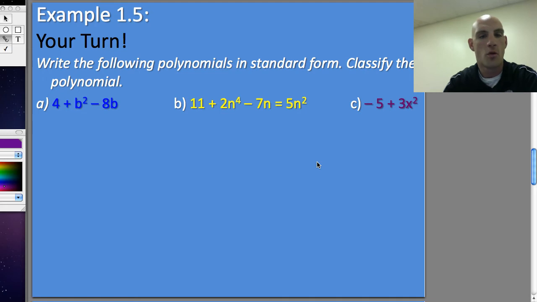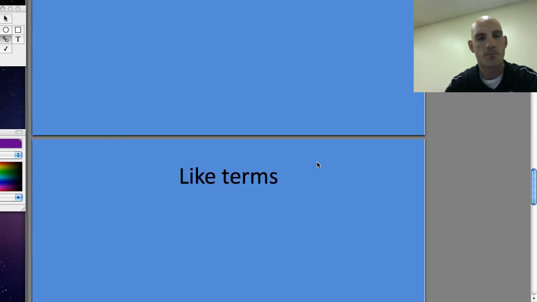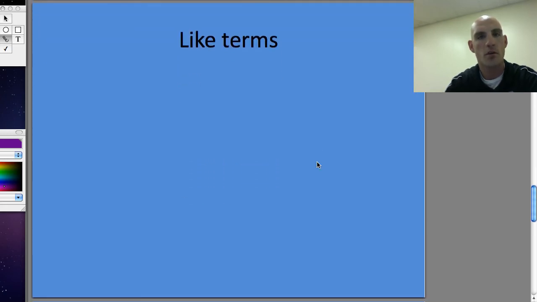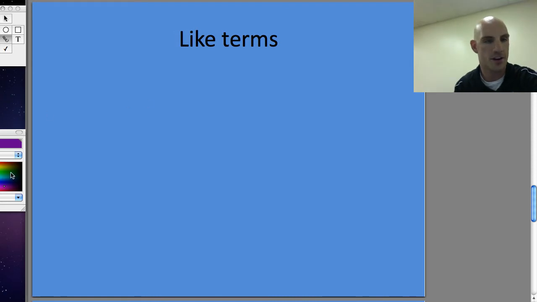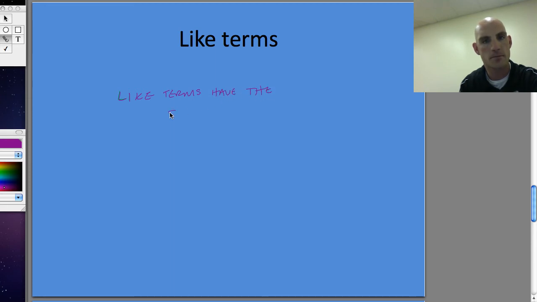Okay? One last thing. Like terms. We've talked about like terms quite a bit this year, but like terms, what we're going to talk about now, like terms have the same degree exponent.